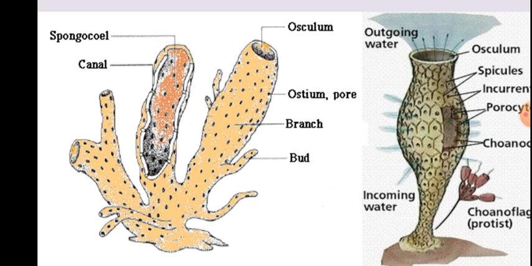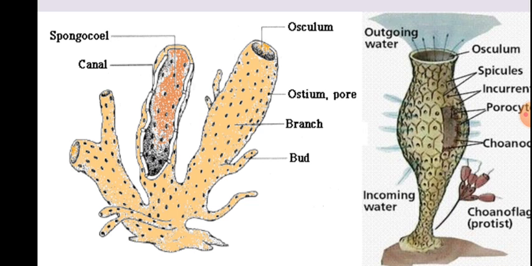So how will water enter? Water enters through minute pores called ostia. Minute pores means small holes called ostia. You can see the ostium pore here. Water enters through the minute pores called ostia and goes to a body cavity called spongocoel. See the diagram? This is how the water enters inside the body of sponges.